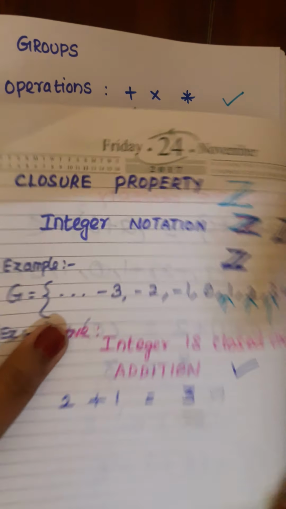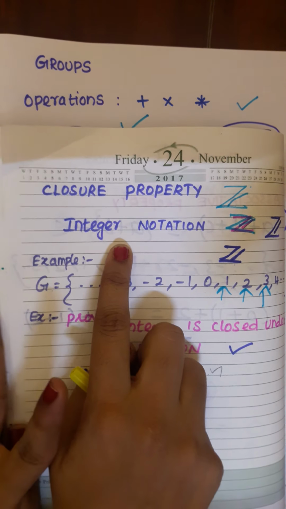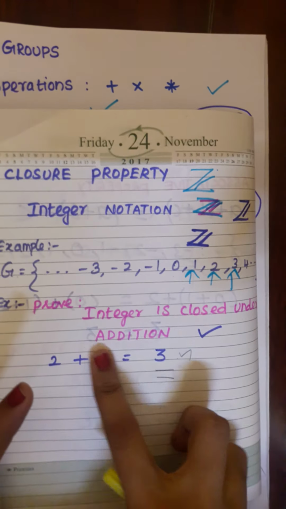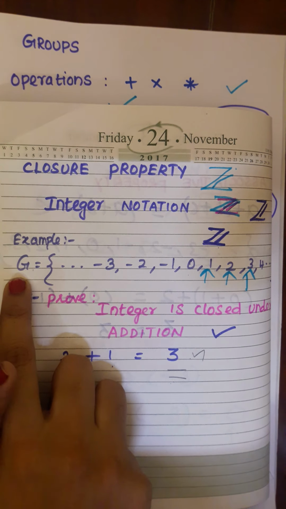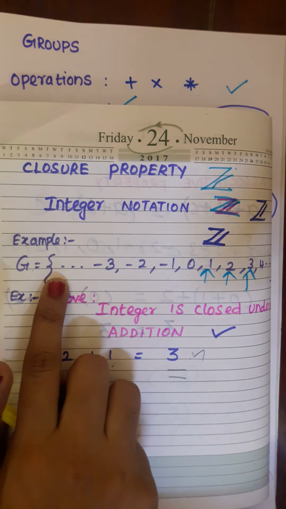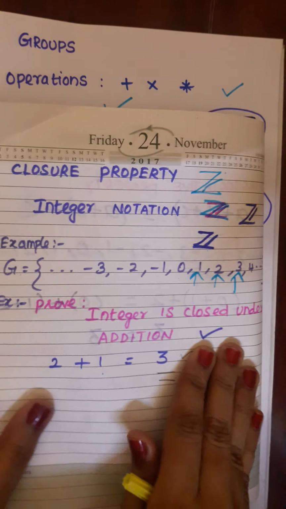The very first property is the closure property. I'm going to explain this with the help of integers. We denote the integers as capital Z with a double stroke in it. I'm taking this as the set which is considered a group. I'm taking positive numbers, zeros and negative integers. The property is: integers are closed under addition.